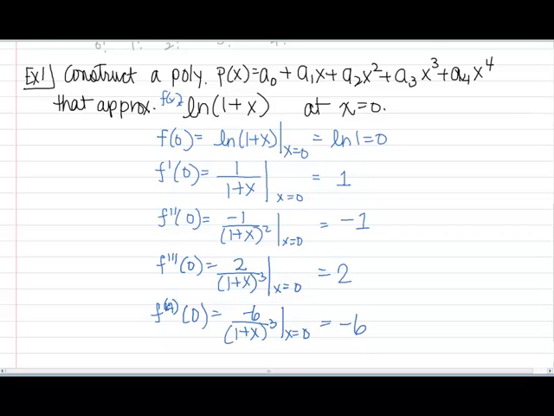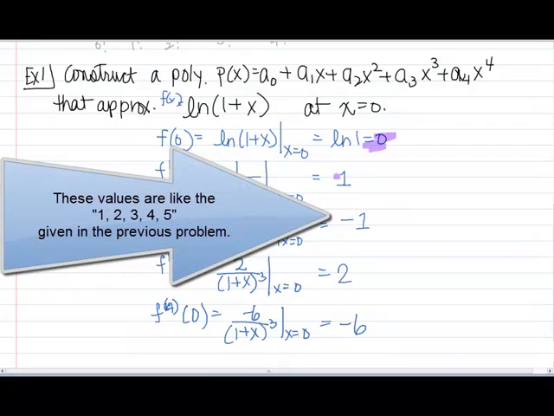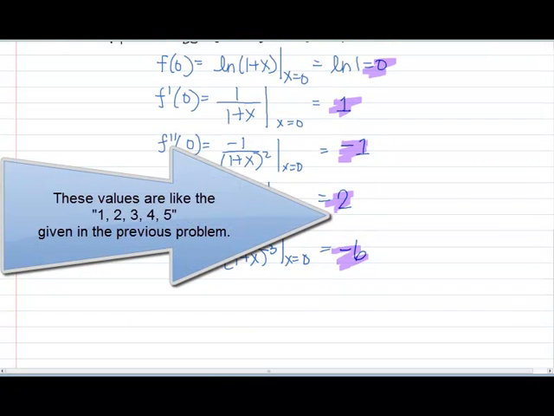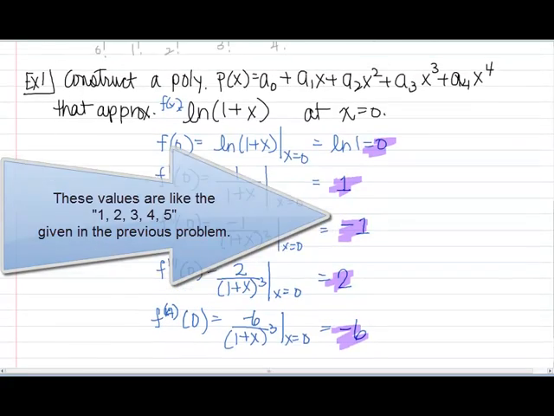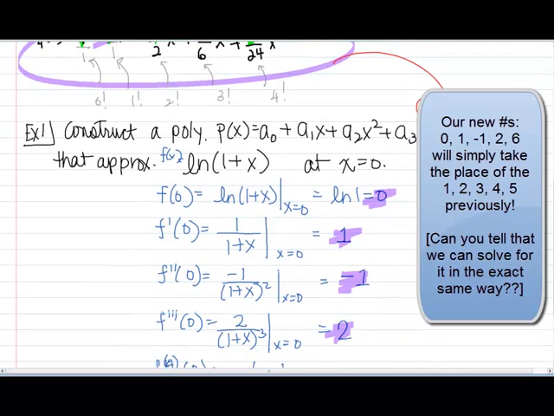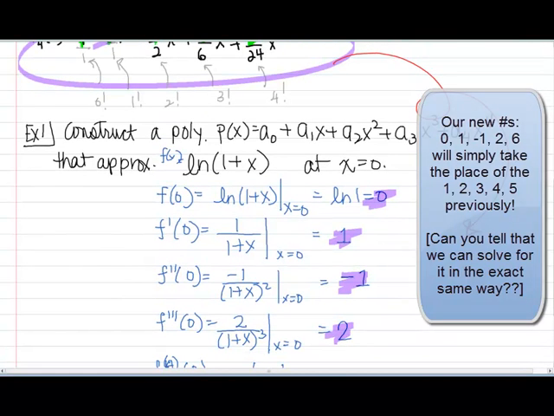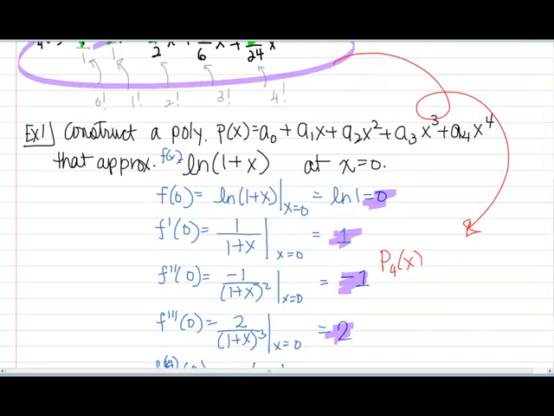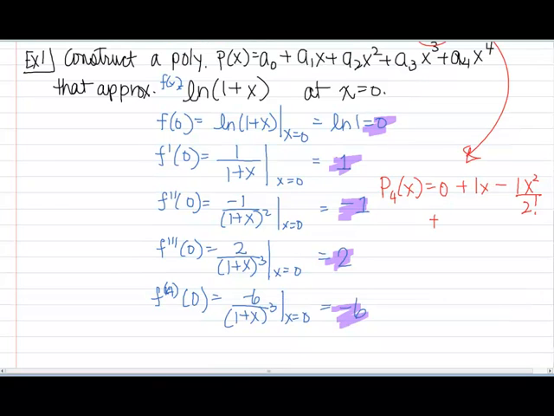So these are the numbers that I need, my coefficients. Following the pattern that we had before, can you tell what our polynomial is going to be? Can you match it up to what's going to be here? So I'm going to go ahead and say that p sub 4 of x is going to be 0 plus 1x minus 1x squared over 2 factorial plus 2x cubed over 3 factorial minus 6x to the 4th over 4 factorial. It's going to be pretty easy to remember what these factorials are on the bottom.